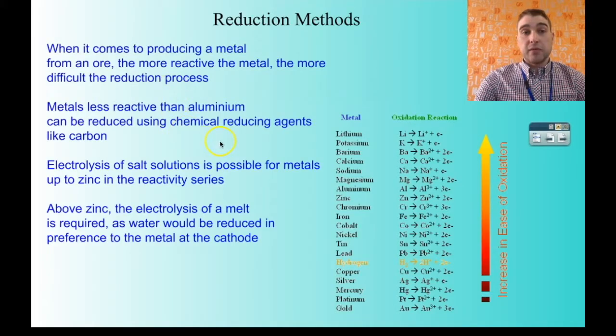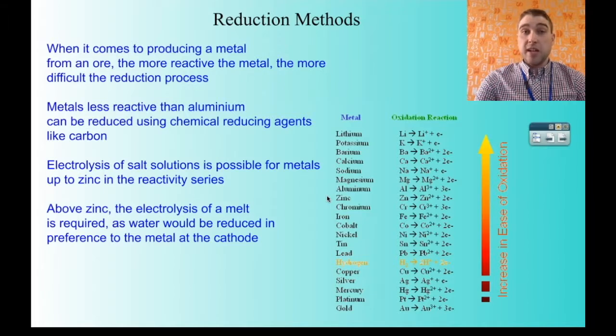For metals that are less reactive than aluminium, you can use a reducing agent like carbon rather than doing electrolysis. So if we look at, say, zinc and iron, you can reduce their ions using carbon and carbon monoxide rather than having to electrolyze a salt. You can electrolyze a salt solution for metals up to zinc. So copper, for example, they use a copper sulfate solution that's electrolyzed to produce copper. So for these ones in here, you can use a salt that's in solution and reduce the metal ion from the salt solution. Above zinc, you need to use a melt, which means you have to produce a salt and then melt that salt at high temperatures and then electrolyze that.